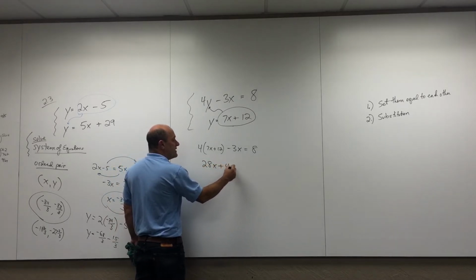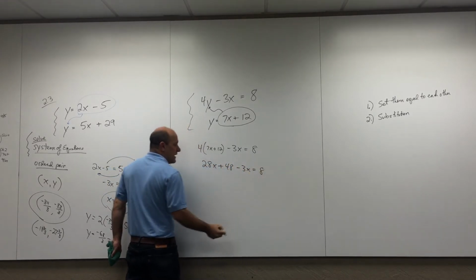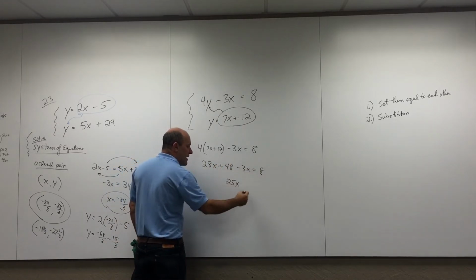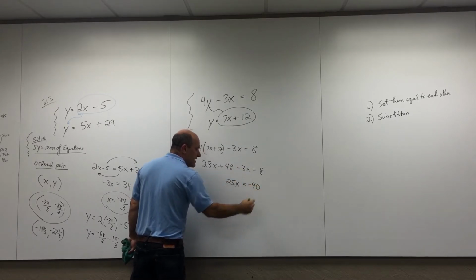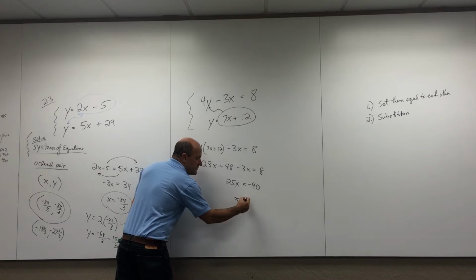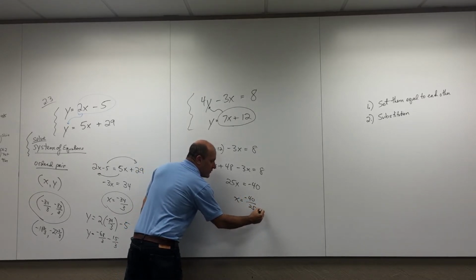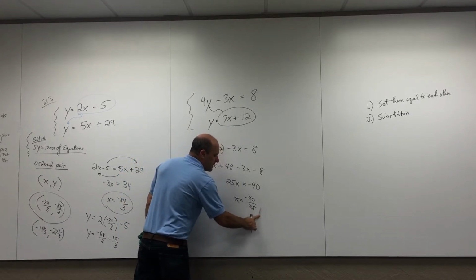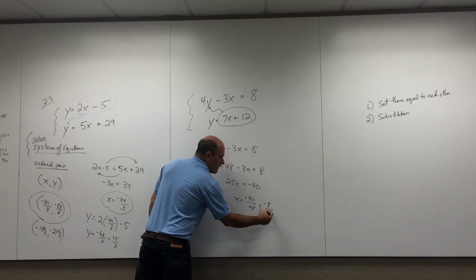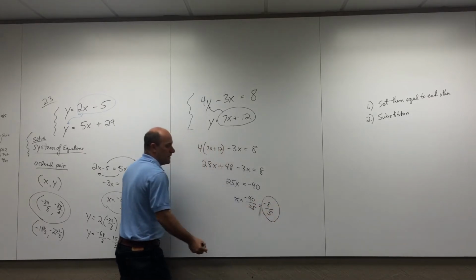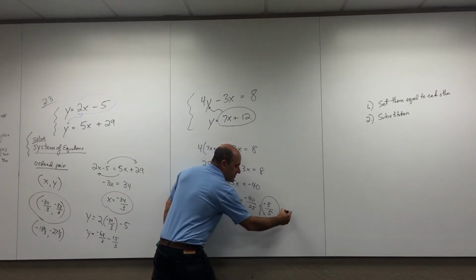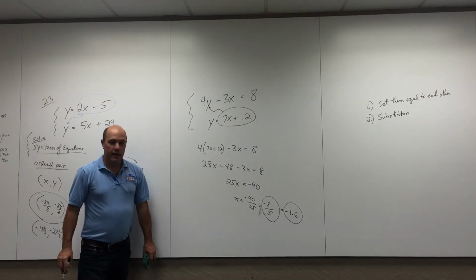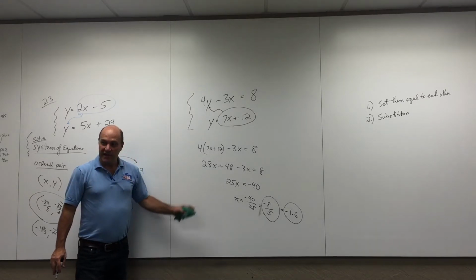28x plus 48 minus 3x equals 8. I didn't predict nice numbers maybe. Maybe I didn't do too bad. If I move that 48 over, it's negative 40. If you divide by 25, am I doing this right? Negative 40 over 25. I would reduce it, I guess: negative 8 fifths. You can make that a decimal in certain situations. Whatever, it's negative 1.6. Did I do that right?